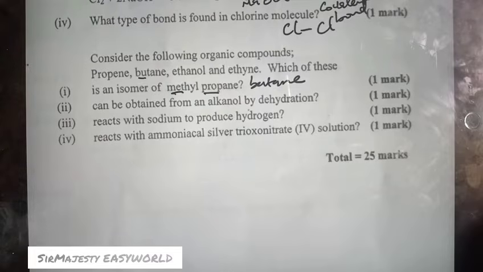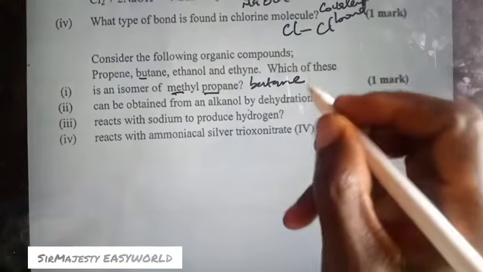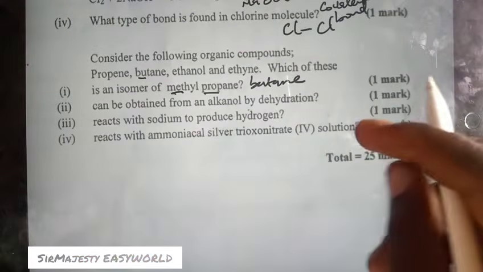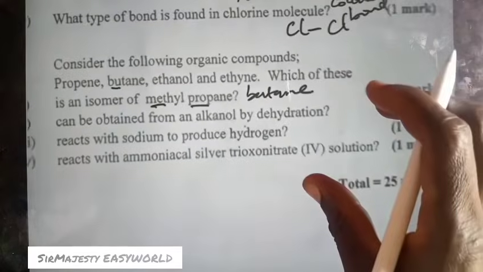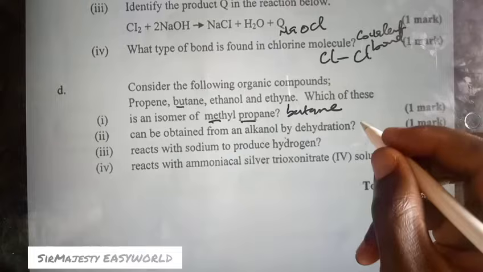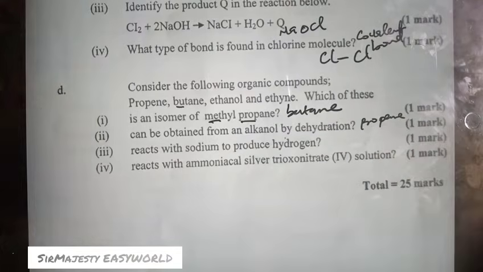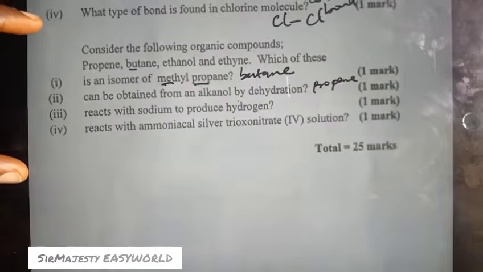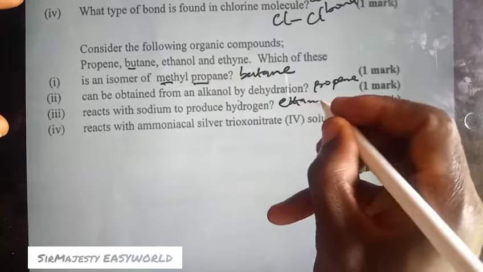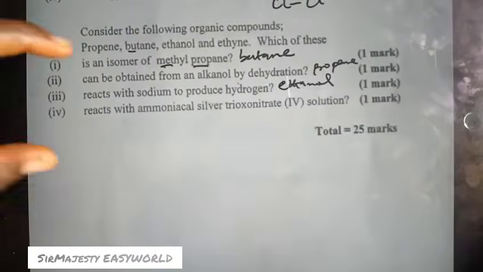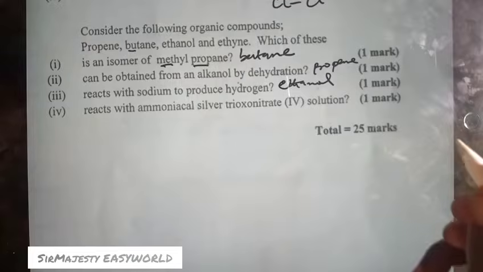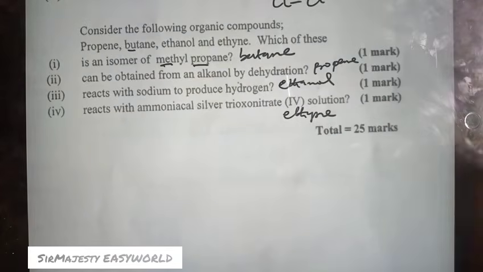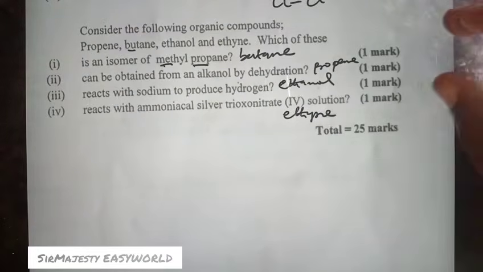Then, which of these can be obtained from alkanol by dehydration? That should be propene, of course. You can prepare alkenes by dehydration of their corresponding primary alkanols. Then reacts with sodium to produce hydrogen: ethanol, of course, reacts with sodium vigorously to produce hydrogen gas, just like water. Reacts with ammoniacal silver trioxonitrate V solution: the unsaturated one with triple bond, terminal alkynes, which is ethyne. And this is a test to distinguish triple bond from double bond.